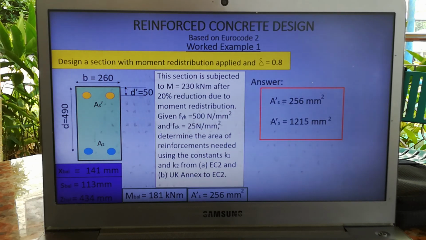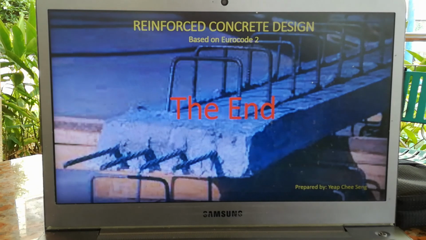Here are the answers to this part of the question. The areas of reinforcement for tension and compression are given inside the red box. That's all for now. In the next video, we'll try an alternative way to calculate the required area of reinforcement.